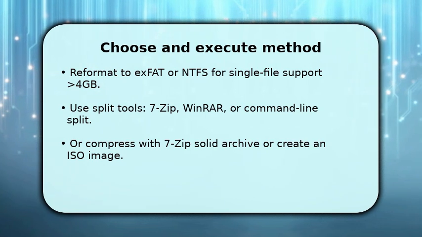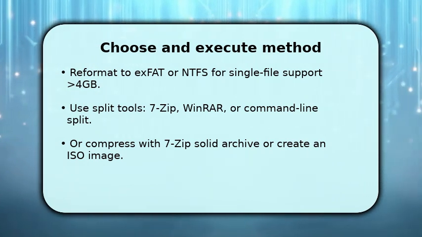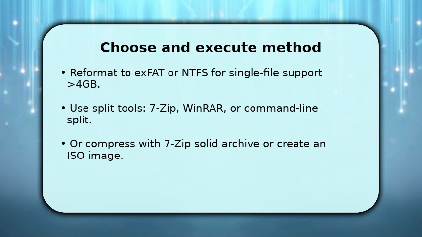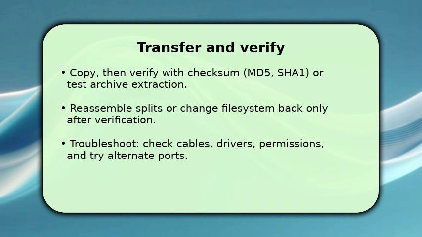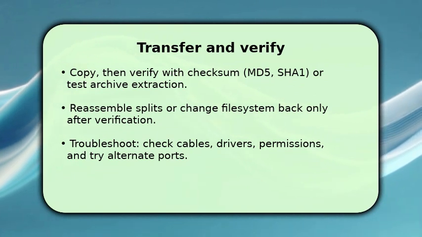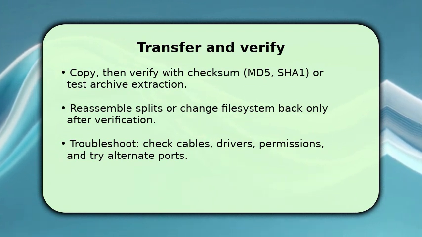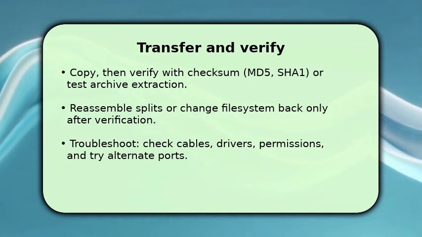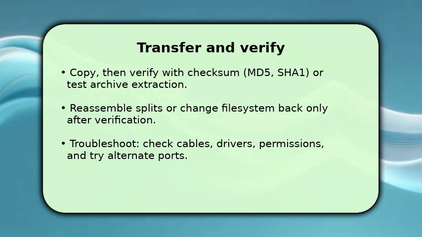Once done, prepare to move the resulting files. You now perform the transfer and validate integrity. Copy the file or split parts and immediately run a checksum like SHA1 or test the archive extraction to ensure no corruption. Once verified, reassemble any split pieces on the destination, and if you reformatted temporarily, consider restoring the original file system only after everything checks out.